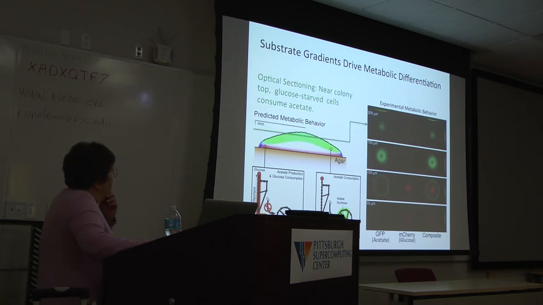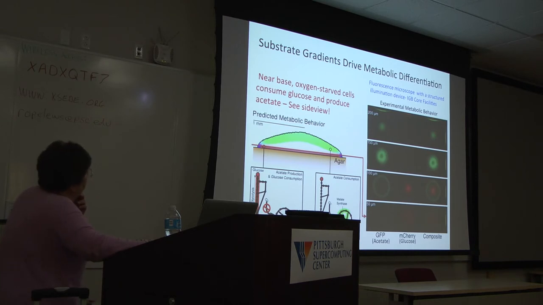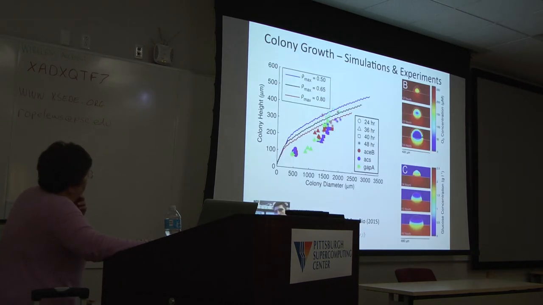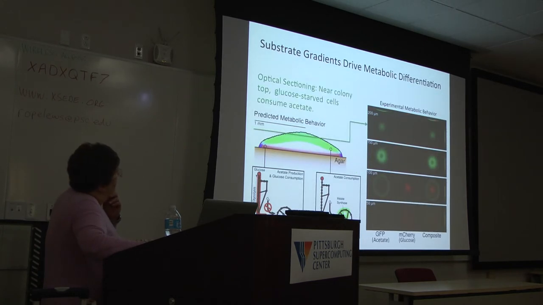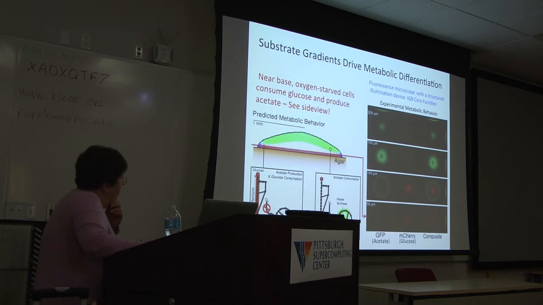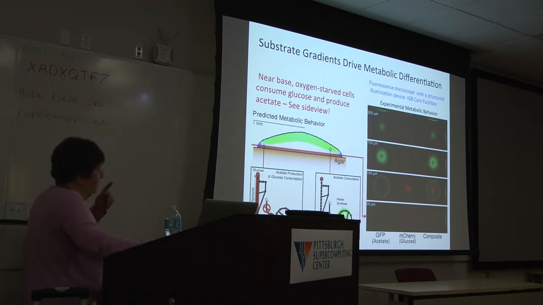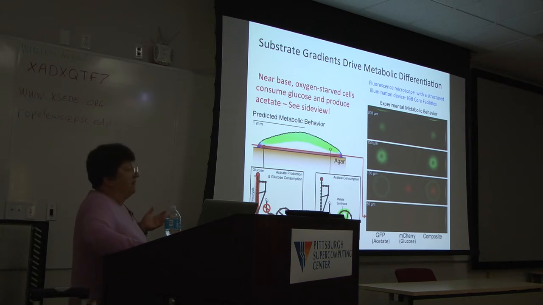Now, somebody asked me, all right, I'll just repeat it again. So you put in the two-colored plasmid, and you see the colonies near the top. They're glucose-starved, and they start consuming acetate. And the ones at the bottom, they consume glucose, and they produce the acetate. So the guys at the top eat it, the ones at the bottom produce it, right? So that is really driving this metabolic differentiation. Biologists refer to this as metabolic cross-feeding.